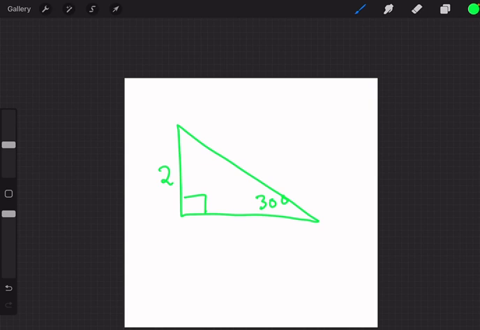Okay, so let's start out by identifying our legs. We know that this side, this little area with the little square, is going to be 90 degrees. So this is going to be our hypotenuse. I'm just going to shorten it because that's a little bit too long to write. Since we know that the 30 degrees is right here, we know that this 2 is going to be our short leg. So I'm going to write that here.